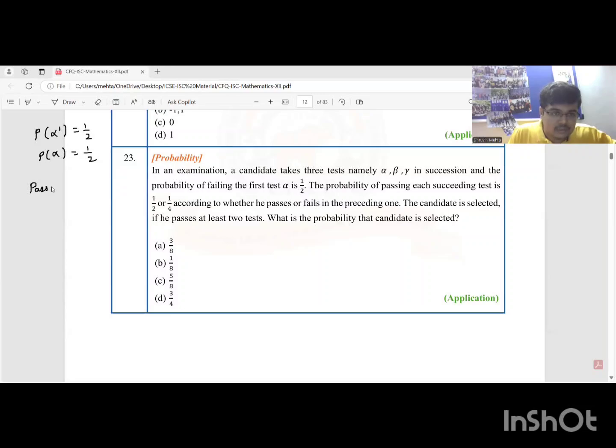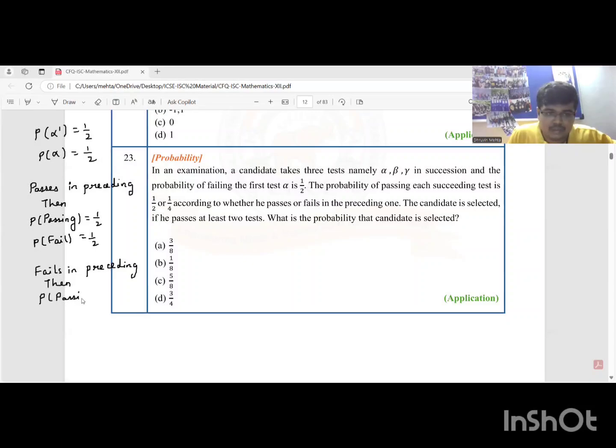So if he passes in the preceding one, then probability of him passing in the next one is equal to half, and probability of him failing will also be equal to half. But if he fails in the preceding one, then the probability of him passing in the next one is, sorry, it's 1 by 4, and probability of him failing will be 3 by 4. Now, students, further they are saying the candidate is selected if he passes at least 2 tests. What is the probability that the candidate is selected?